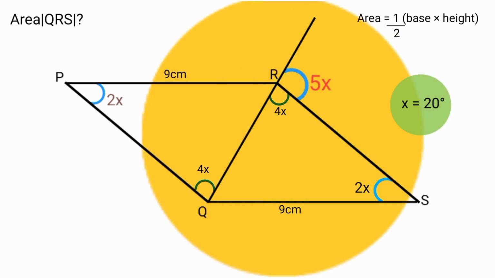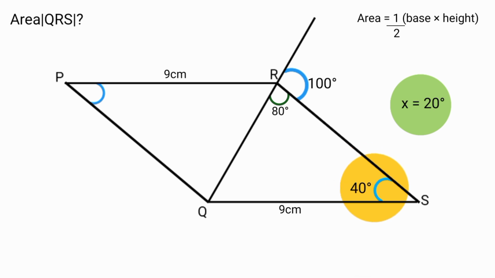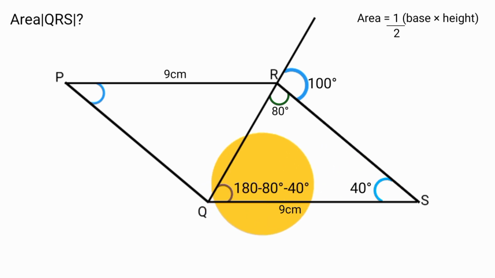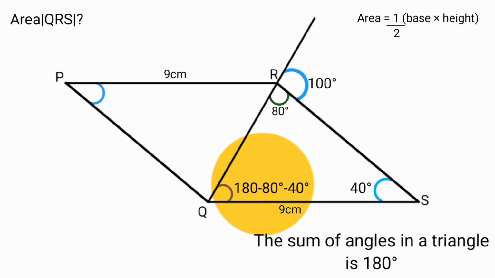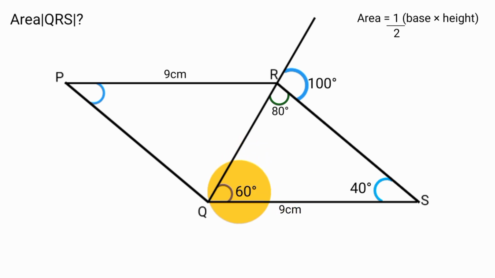Substituting x equals 20 degrees here, this 5x equals 5 times 20 degrees, which equals 100 degrees. Here 4x is 4 times 20, which is 80 degrees. And here 2x is 2 times 20 degrees, which is 40 degrees. So since this is 80 degrees and this is 40 degrees, this must be equal to 180 degrees minus 80 degrees minus 40 degrees, because the sum of angles in a triangle is equal to 180 degrees. 180 degrees minus 80 degrees minus 40 degrees is 60 degrees. So this angle here equals 60 degrees.